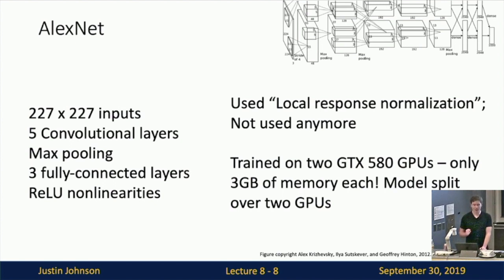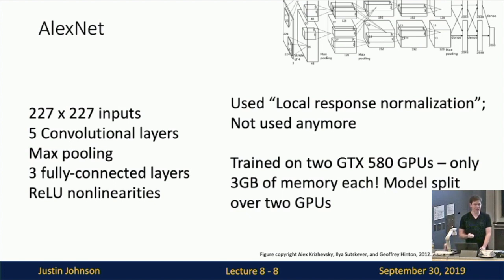Another quirky bit about AlexNet is that when Alex Krizhevsky and his collaborators were working on this network back in 2011 or so, it was trained on graphics cards, GPUs, and the biggest GPU that they had at the time was a GTX 580, which had only 3 gigabytes of memory. If you look at maybe the GPUs you guys are using on Colab today, they have something like 12 or 16 gigabytes of memory. So back in 2011, the GPUs available just didn't have very much GPU memory.